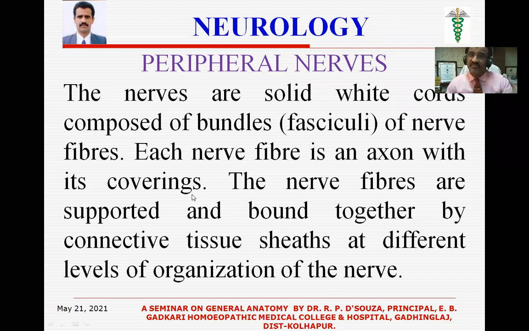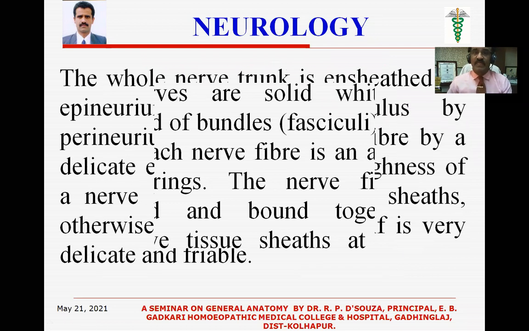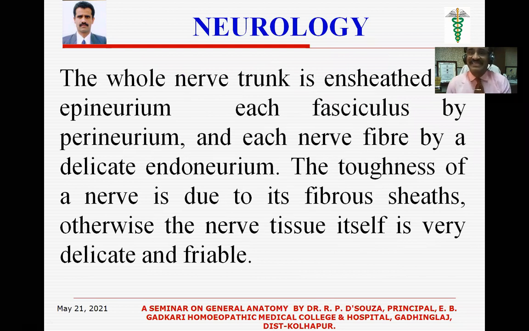So lots of nerve fibers make a fasciculus, and lots of fasciculi make one bundle, and that bundle is called a white bundle, becomes a white cord, and that white cord is a nerve. The nerve fibers are supported and bound together by connective tissue sheaths at different levels of organization of the nerve. The whole nerve trunk is ensheathed by epineurium, each fasciculus by perineurium, and each nerve fiber by a delicate endoneurium. So now the neurium, these are the sheaths around the nerve.